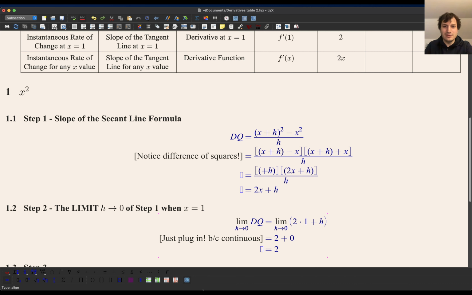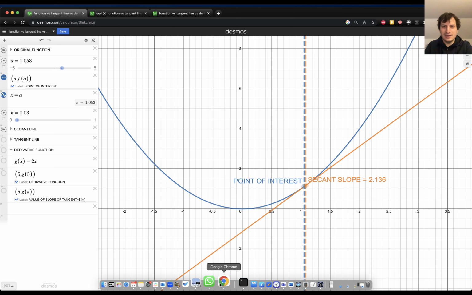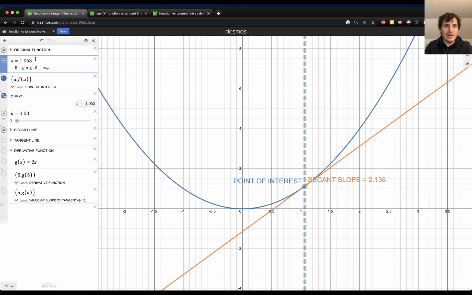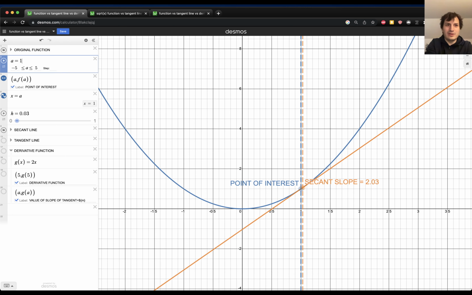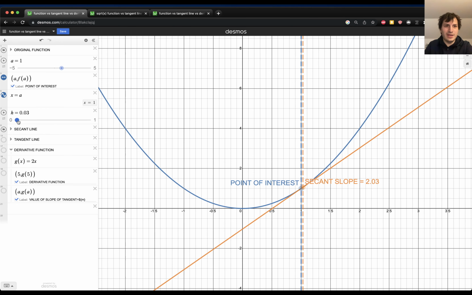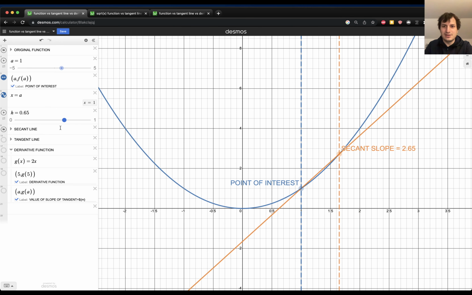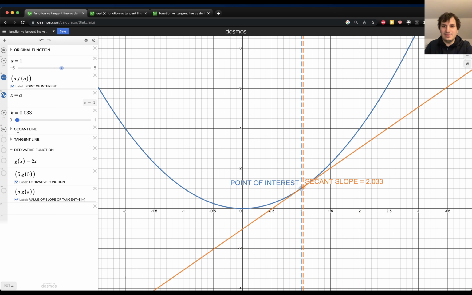And that is why we have just explained why in Desmos, when you look around the point of interest of 1, oh boy, when you look around the point of interest of 1 and you shrink this secant line all the way down, you get, in the limit, you're getting closer and closer to a slope of 2.